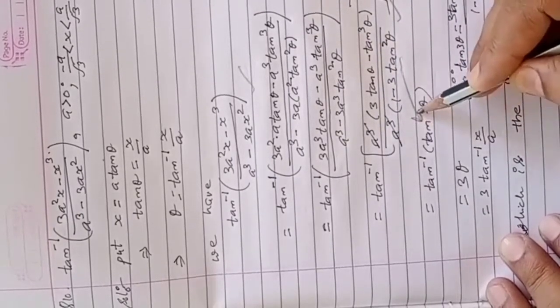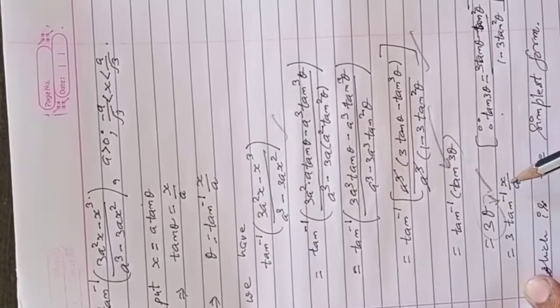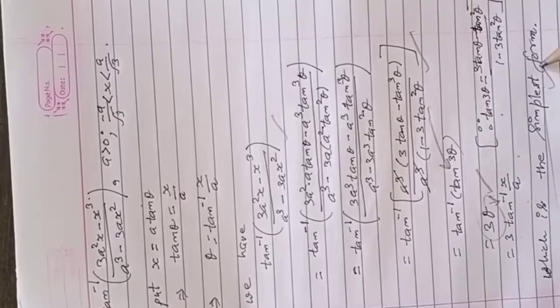So this is the formula of tan 3 theta, so 3 theta will come. We will put the value of theta, so it will be 3 tan inverse x upon a, which is the simplest form of this question.